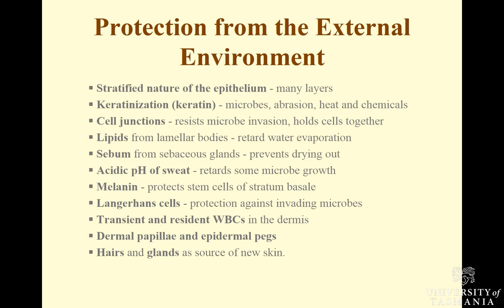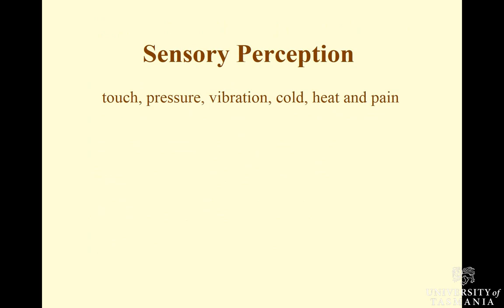So that's it for protection. You can see there's so much within the integumentary system which can play a role in protection. Sensory perception: we know that our skin gives us information like touch, pressure, vibration, temperature and pain.